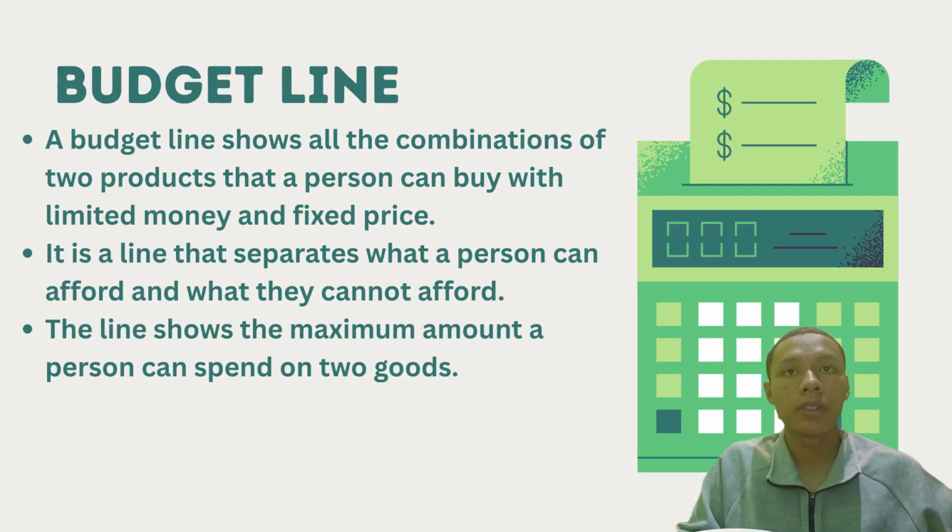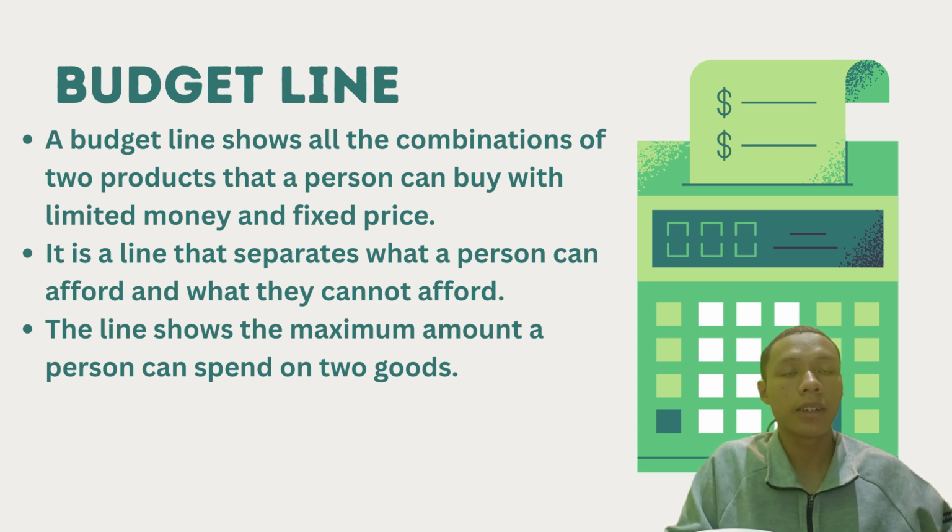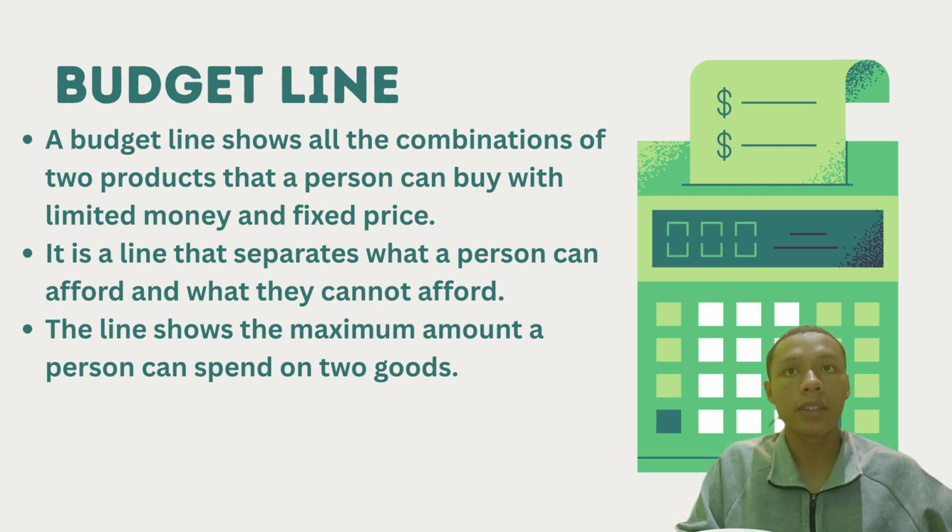Budget line. The budget line shows all the combinations of products that the consumer can buy with a limited income and constant prices. For ease of understanding, it is a line that separates what is possible to buy from what is not possible to buy for a consumer. It shows all possible combinations of two goods that the consumer can buy based on their income and prices.